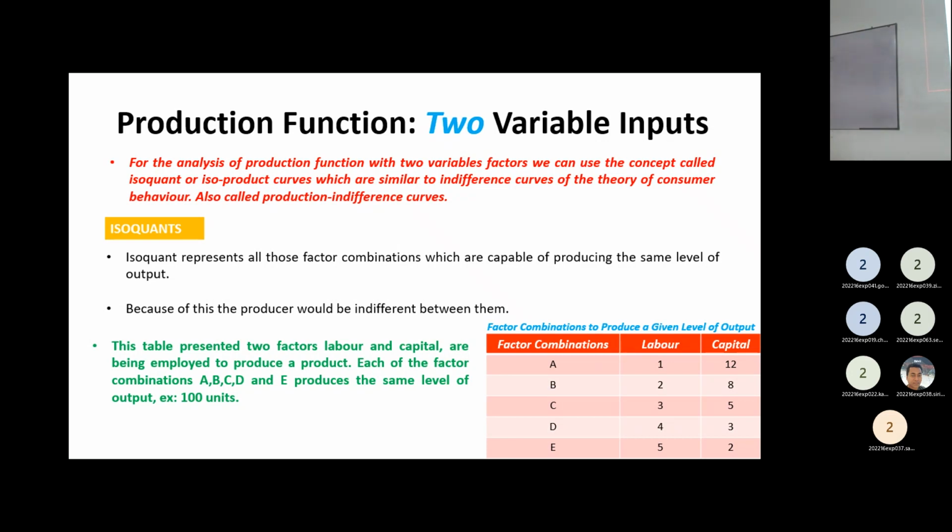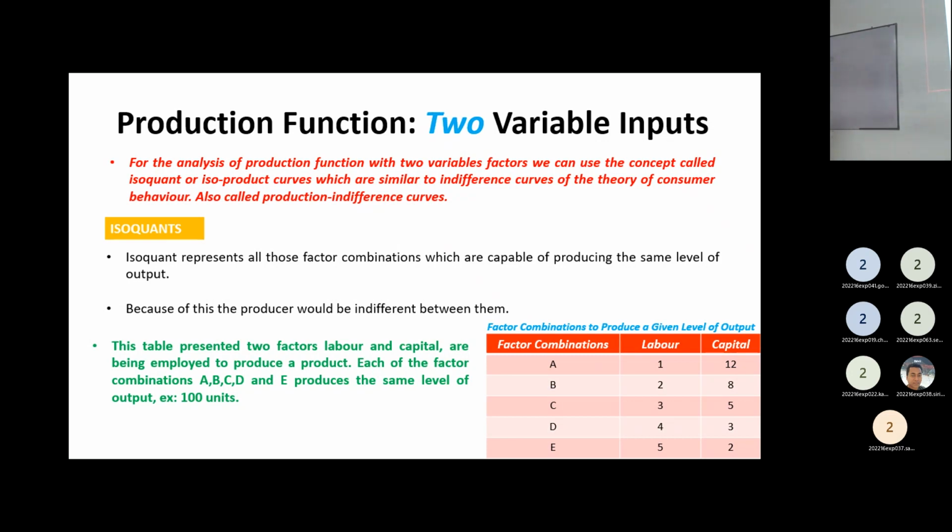Isoquant represents all those factor combinations which are capable of producing the same level of output. So you have 5 factor combinations, right? Different units, but all of them produce the same output, 100 units, right?